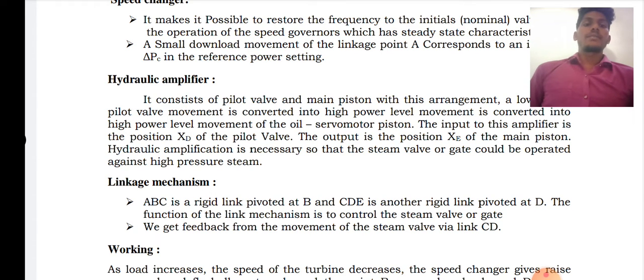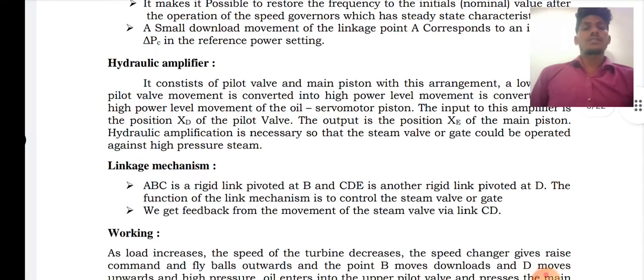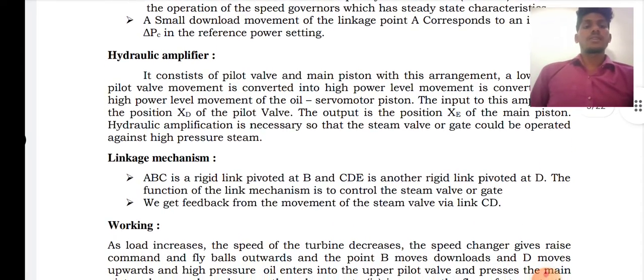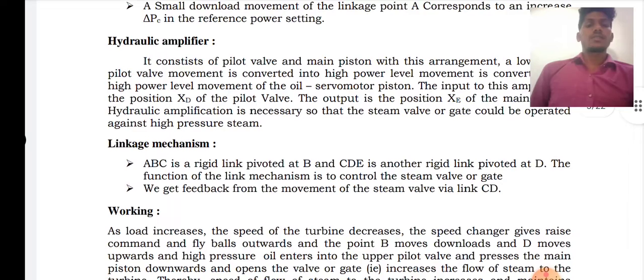The linkage mechanism ABC is a rigid link pivoted at B, and CDE is another rigid link pivoted at D. The function of the link mechanism in the control of the steam valve is to give feedback of the movement of the steam valve via the CD link.